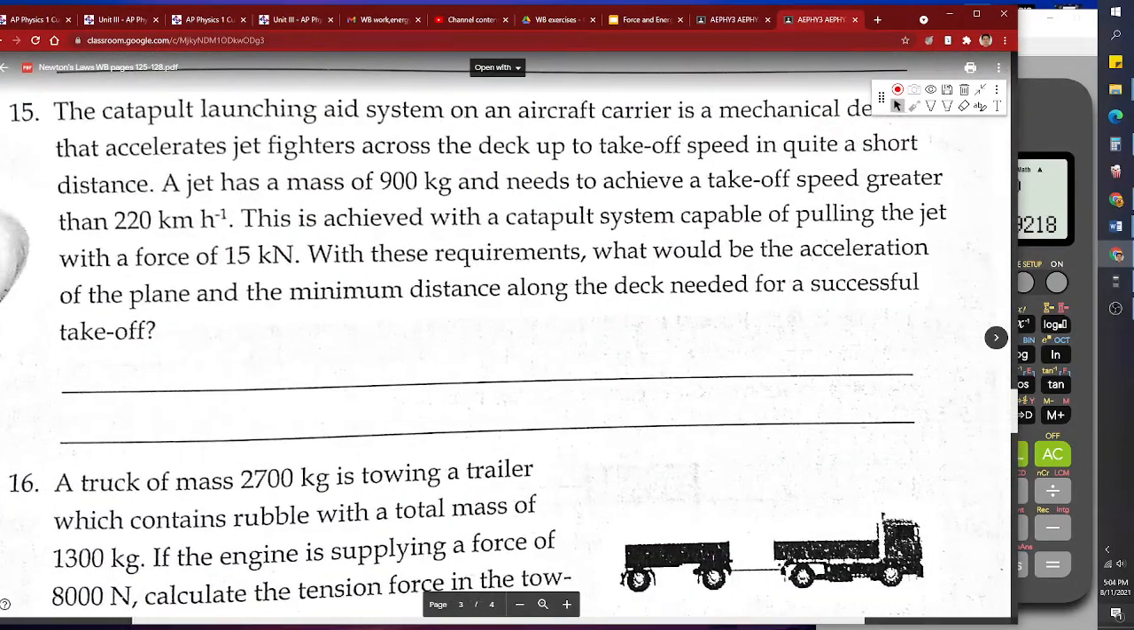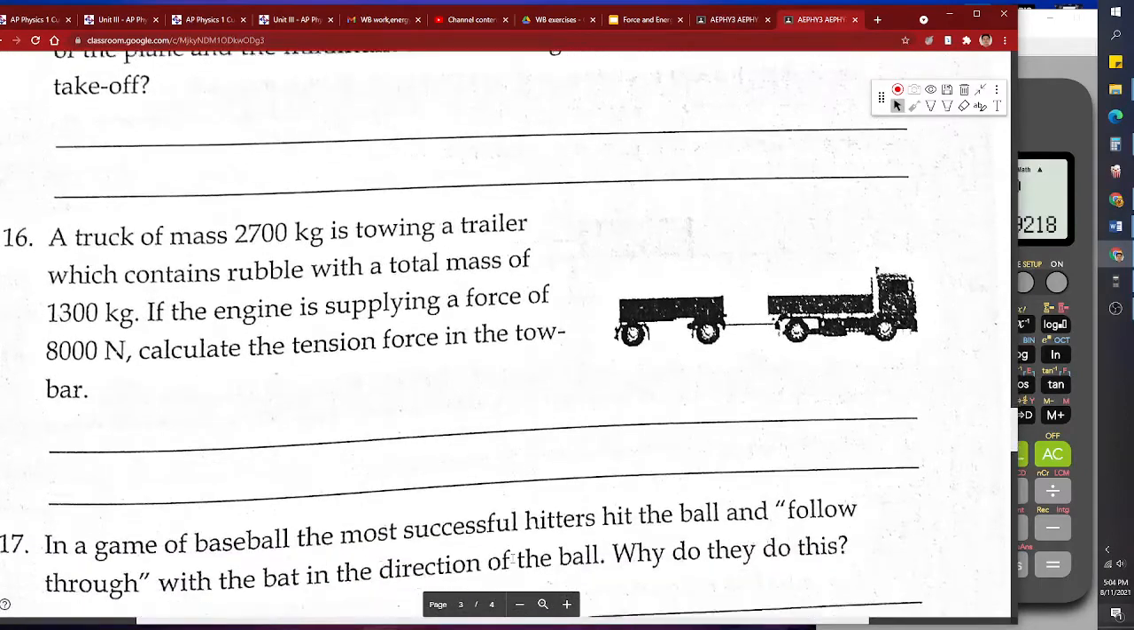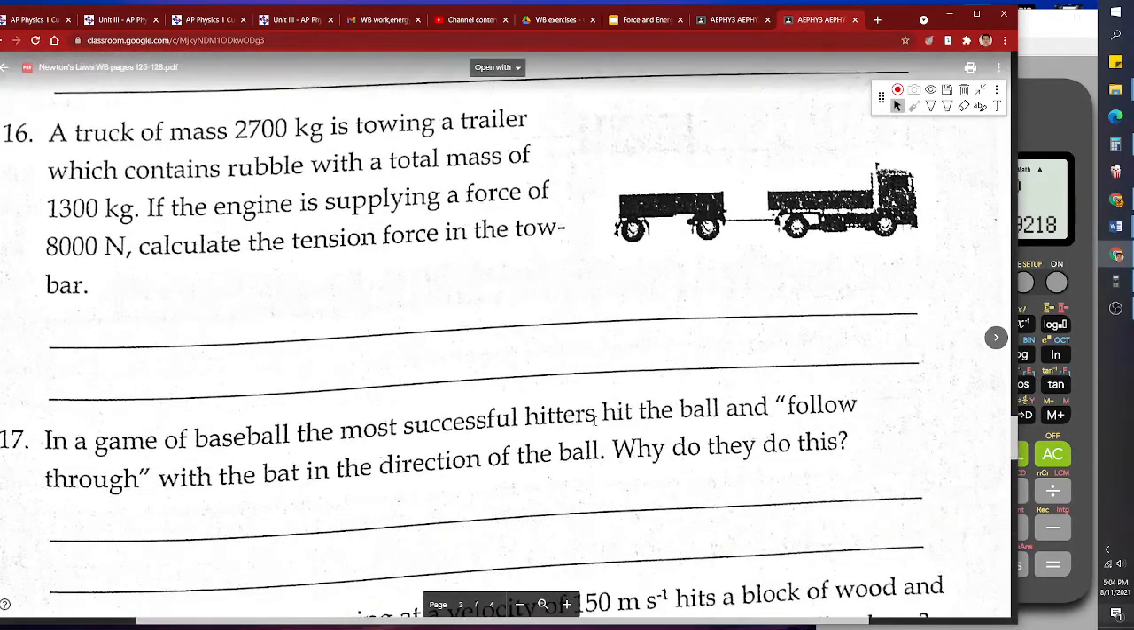Okay, so the question is 16, I'm sorry. 16. A truck of mass 2,700 kilograms is towing a trailer which contains rubble with a total mass of 1,300 kilograms. If the engine is supplying a force of 8,000 newtons, calculate the tension in the tow bar. Okay, so what do we know? We'll just highlight the information we know.